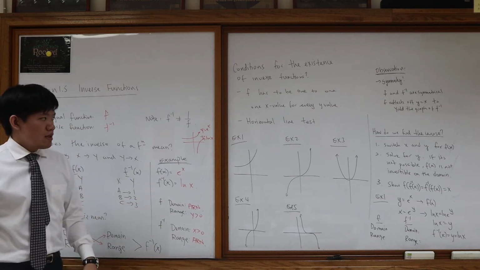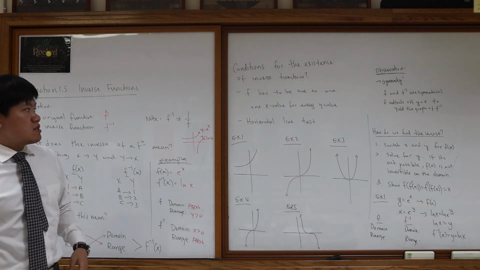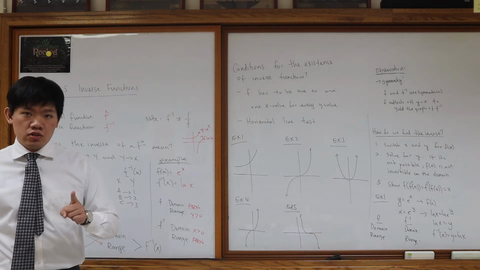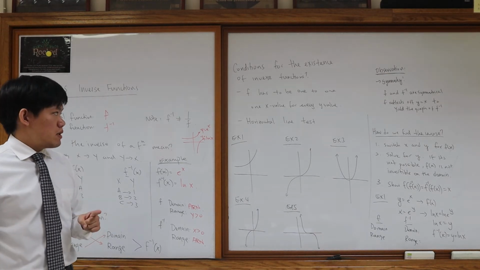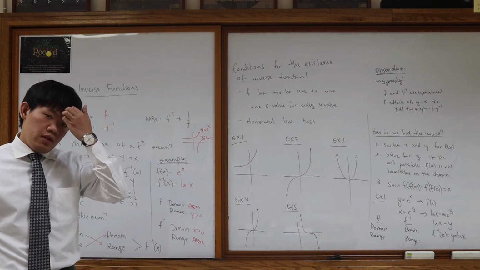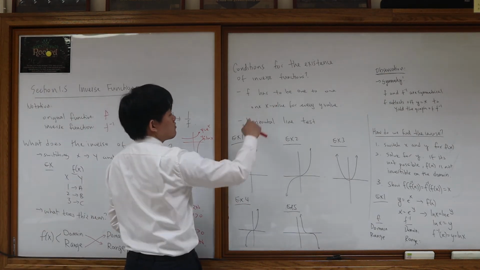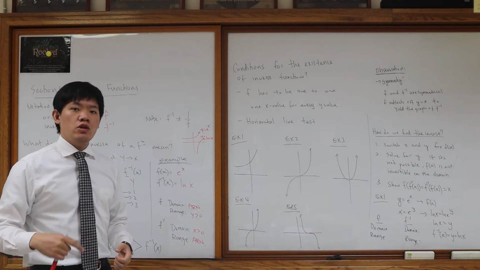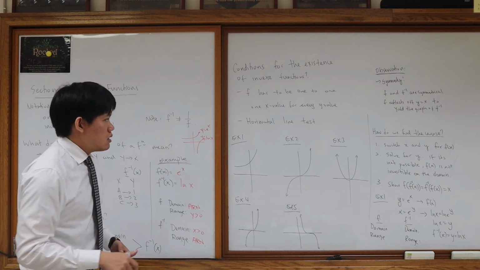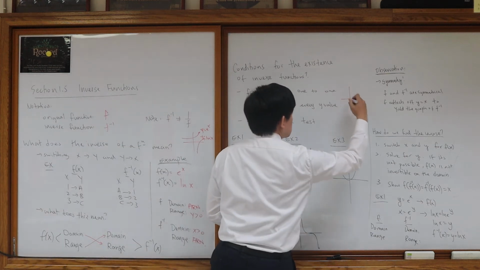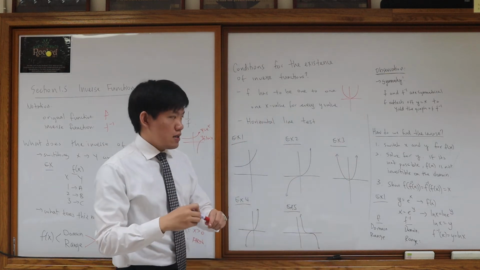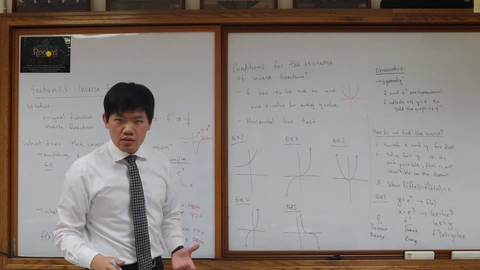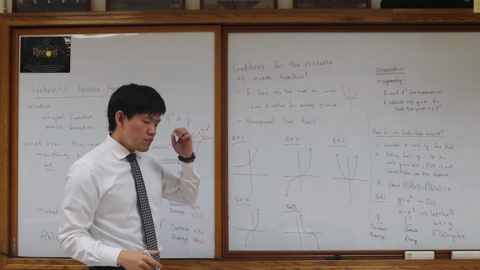Now, next thing, conditions for existence of an inverse function. For a function to be invertible, there are two conditions. The first thing is that the function must be 1 to 1. What does that mean? For every y value, there is only one value of x. If my graph looks like this, it wouldn't work because for one y value, there are two values of x, and that doesn't make sense. You can't invert the function like that.